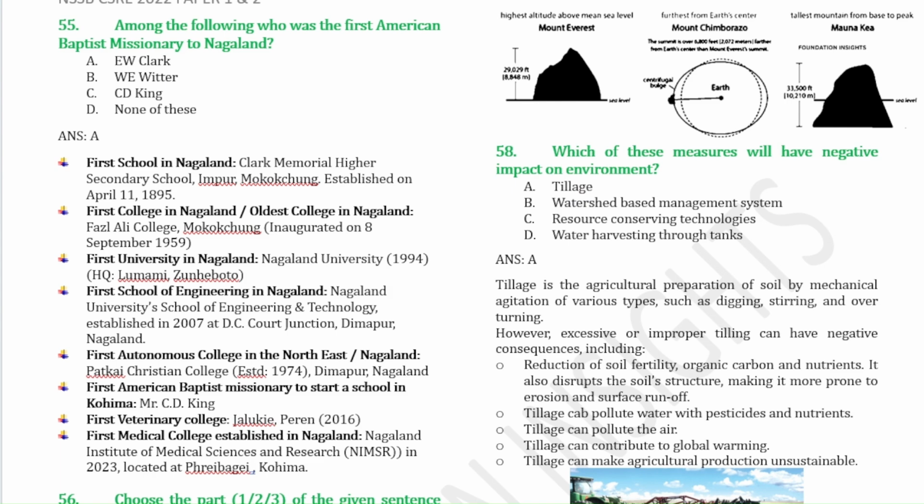Question number 55. Among the following, who was the first American Baptist missionary to Nagaland? So it was E.W. Clark. These are some of the points that you have to know: the first school in Nagaland, the first college in Nagaland, first university in Nagaland, first school of engineering in Nagaland, first autonomous college in the northeast or Nagaland, first American Baptist missionary to start a school in Kohima. So you can go through the points.